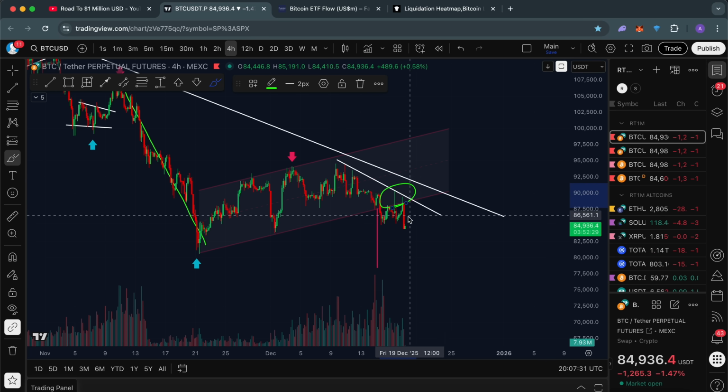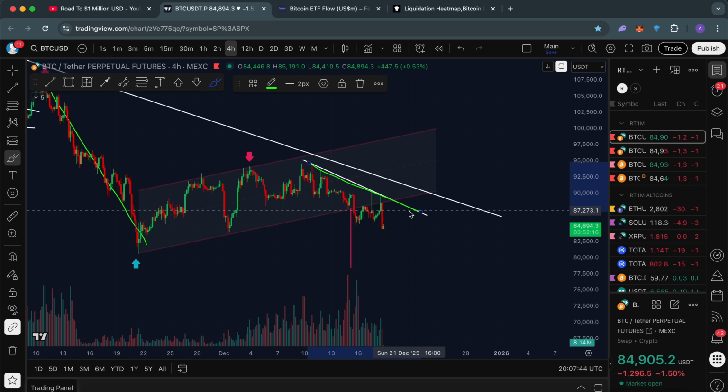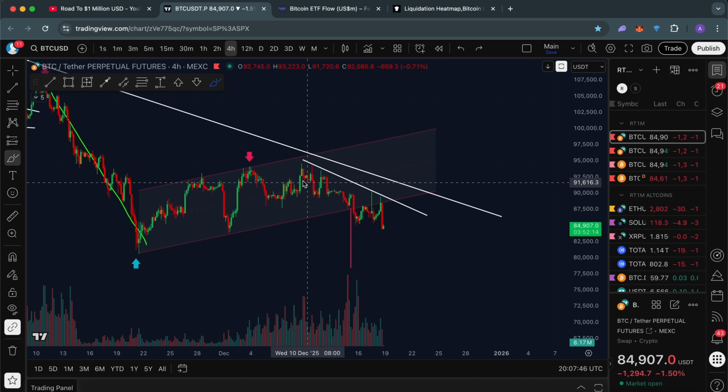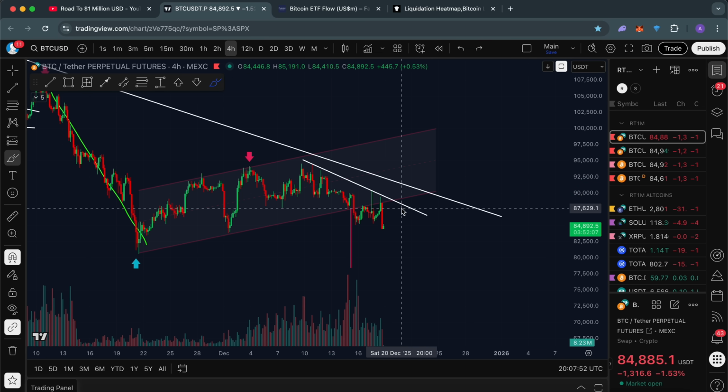Even while we got a couple of wicks inside the pattern, you can clearly see that we did not get any candle closes back inside the pattern, and this is actually what matters. So overall, as you can tell by this descending trend line here as well, we are currently in a downtrend in the broader structure, but even in the short term here as well.